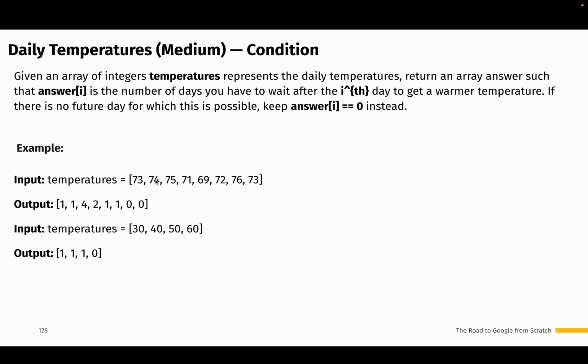Then we go and check the next day. In that case, again, on the next day we have 75. So we just need to wait only one day for a warmer temperature. But if, for example, we check day number 3, we will see that we need to wait 1, 2, 3, 4 days until we get a warmer temperature. So that's the idea.